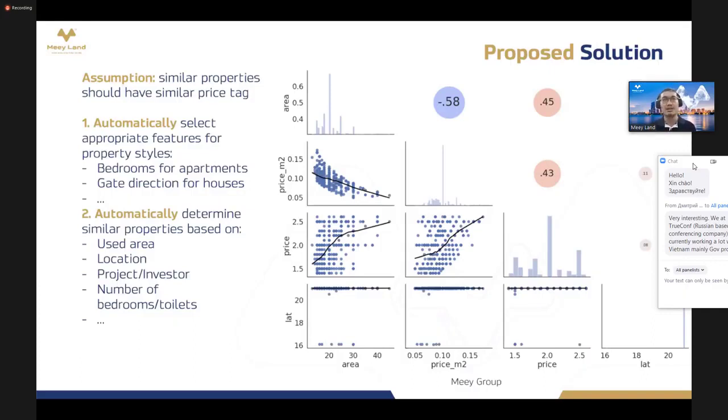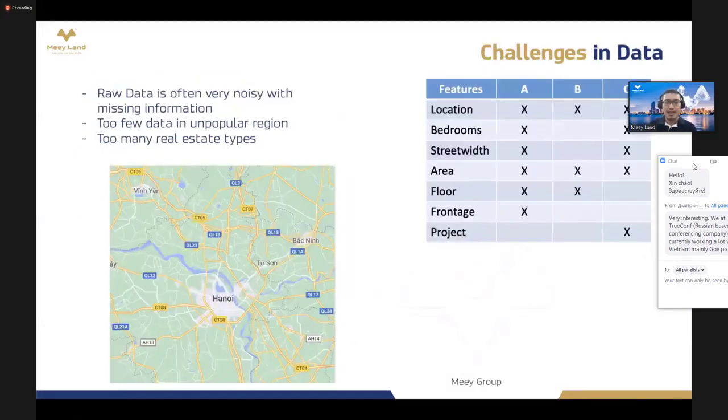apartment or house. So this is the proposal that we are building right now with the system we are running to try to estimate the price of properties.